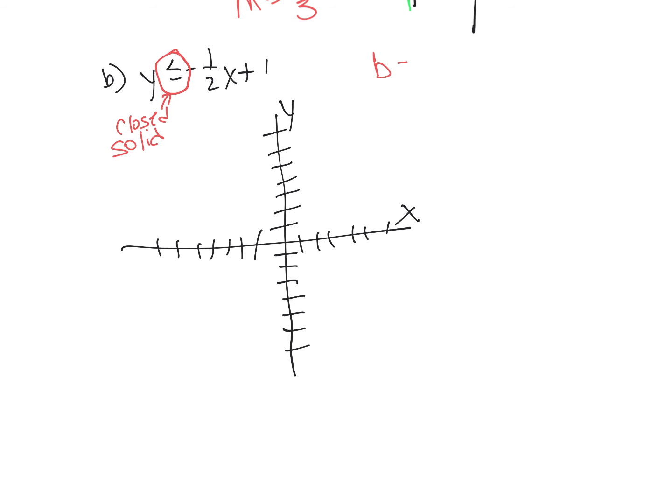Then we're going to look at our b value, which is 1. So I'm going to put a point at 1, always on the y-axis. Then I'm going to look at my slope. Remember, that's multiplied with the x, so it's negative 1/2. So I'm going to go down 1 and over 2. I could go up 1 and over 2. And I'm going to draw a solid line all the way across. Don't make it a tiny line. Cut it all the way across the coordinate plane.